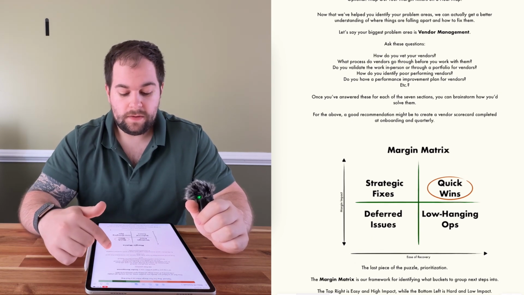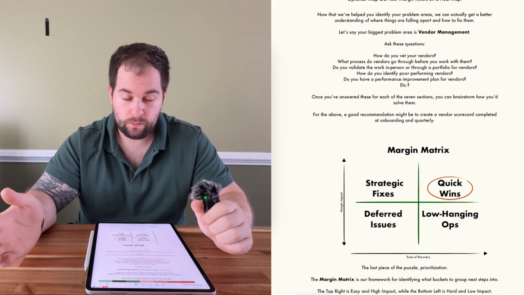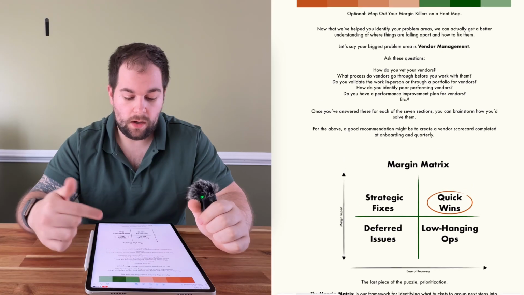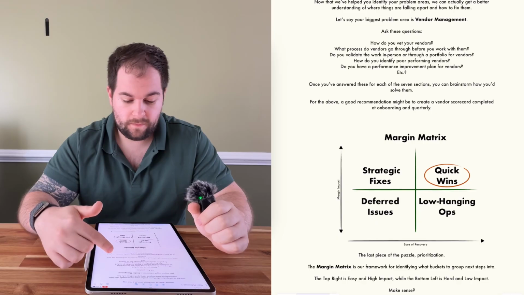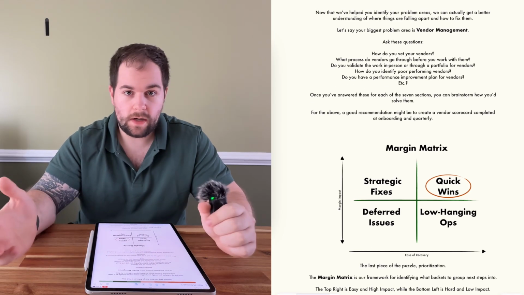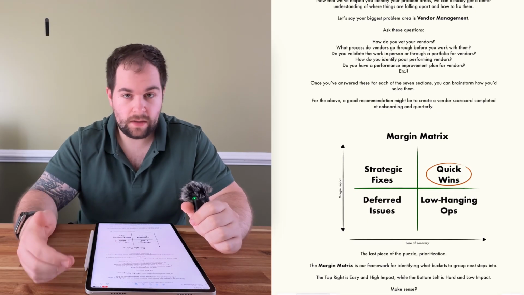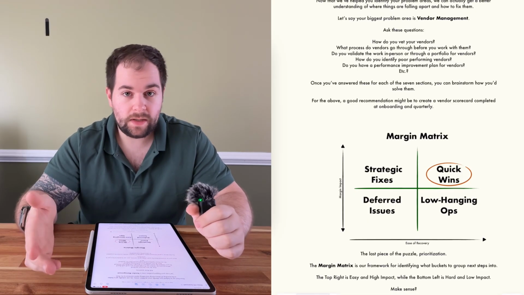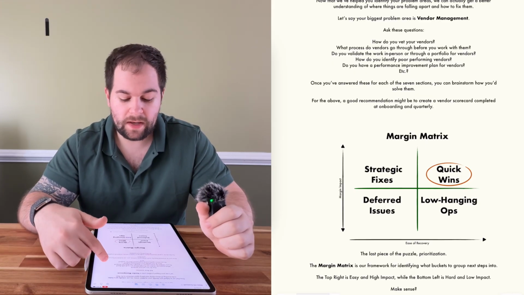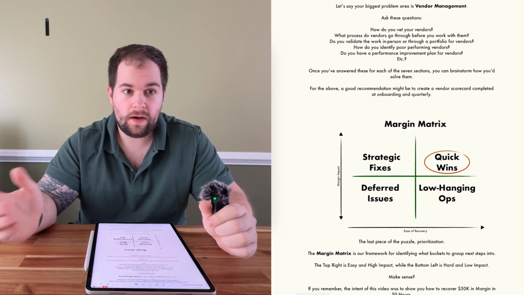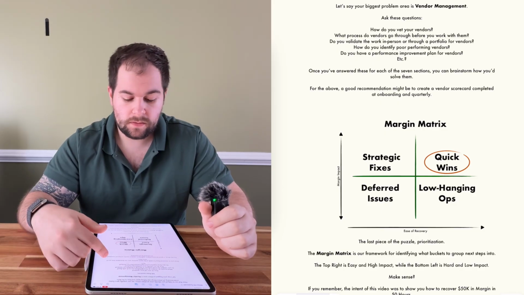Once you've answered each of these questions for the 7 sections, you can brainstorm how you solve those problems based on the answers to those questions. So for the above, if we were to ask these questions and your worst area is vendor management, it'd probably be a pretty good recommendation to say that you should create a vendor scorecard that's completed at onboarding and maybe quarterly, twice a year, or annually, depending on how many projects you're doing and how frequently you're interacting with different or new vendors.